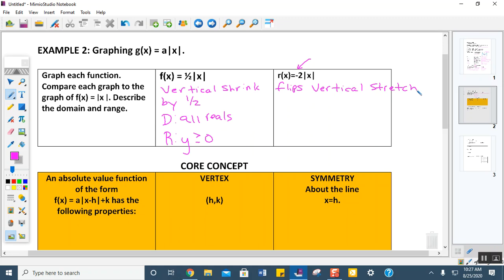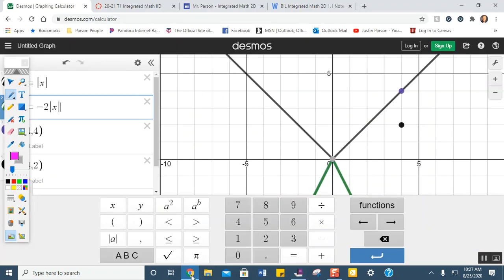So same thing, they still want you to describe the domain. They want you to describe the range. If anybody misses domain at this point, I'm going to be upset. Again, it's all real numbers. But the range in this one, a little trickier. If I go back to my graph, I notice that instead of having a low point, we've got a maximum point, or a high point.